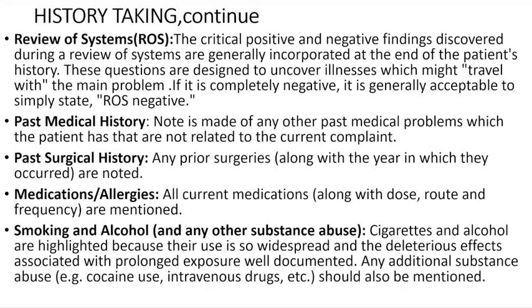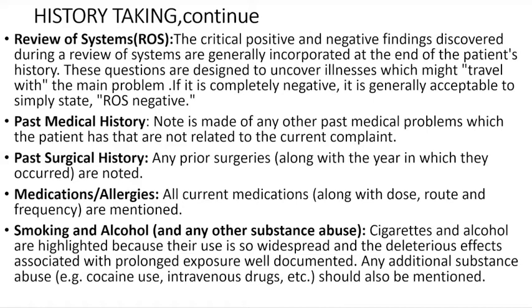This means that if you think the patient's problem is related to the respiratory system and you covered the respiratory system in the history of presenting illness, then when you come to review of other systems, the respiratory system should not be involved, because you covered this in the history of presenting illness. Just mention the symptoms related to the other systems that are not covered in the history of presenting illness.